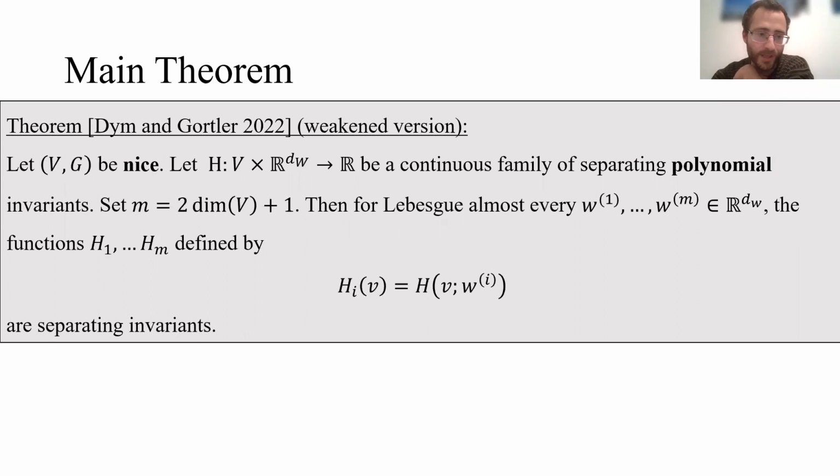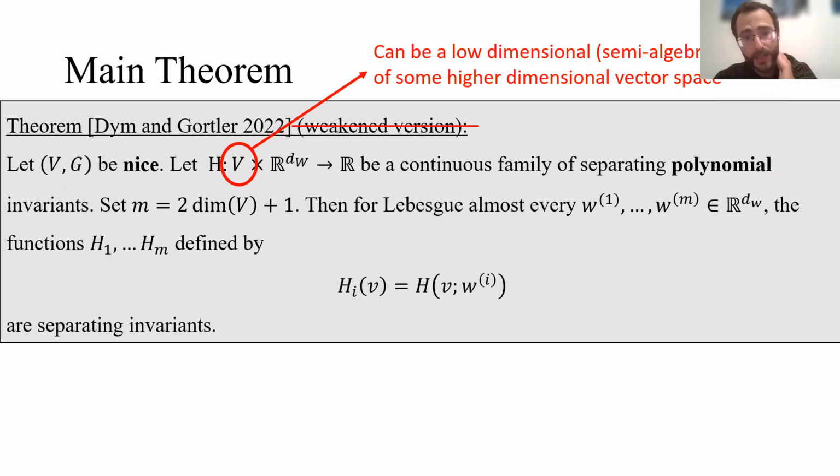Okay, so we said this is our theorem, and a little bit of how we can strengthen it. One thing we can do is that this capital V, which we defined as a vector space, really could be some low dimensional subset of some higher dimensional vector space. And as a result, the number of invariants we're going to need will just be like twice the intrinsic dimension. If we're only interested in separation in some small subset, the number of invariants will be proportional to the dimension of that subset. So that's a useful thing.